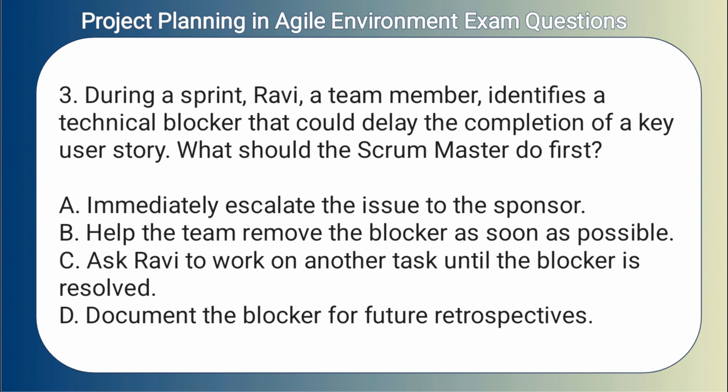3. During a sprint, Ravi, a team member, identifies a technical blocker that could delay the completion of a key user story. What should the Scrum Master do first? A. Immediately escalate the issue to the sponsor. B. Help the team remove the blocker as soon as possible. C. Ask Ravi to work on another task until the blocker is resolved. D. Document the blocker for future retrospectives.